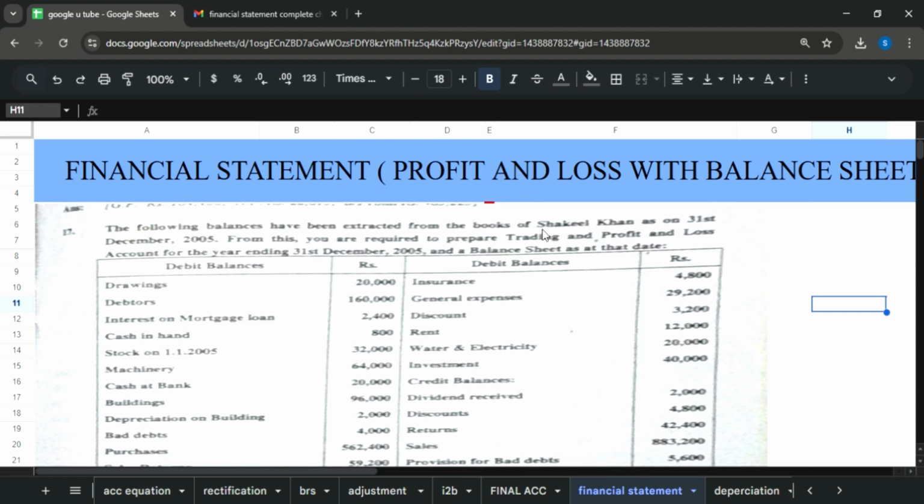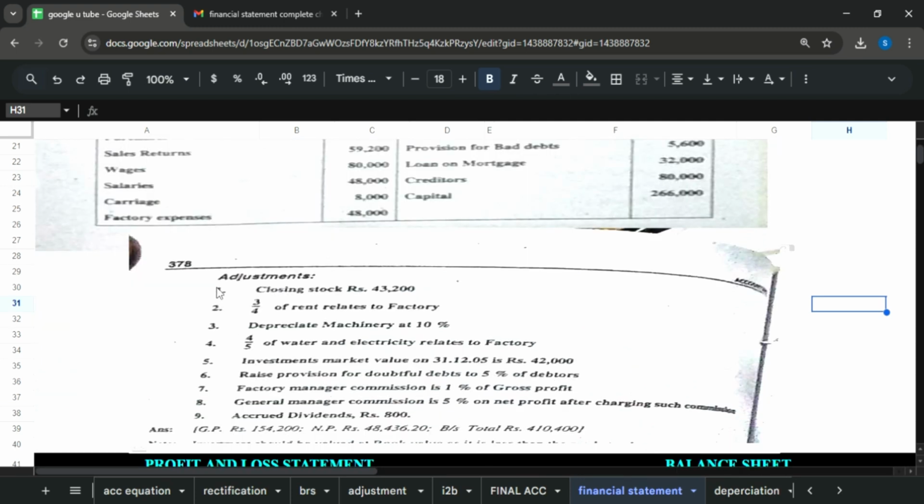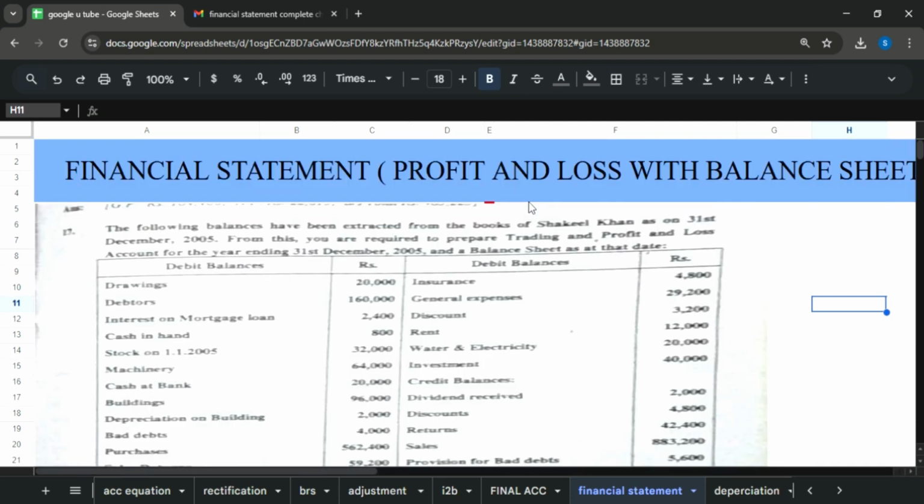As usual, we have elements present in trial balance. Why am I calling it a trial balance? You can see that debit balance is present on the left side. On the right side, you can see this heading, credit balance. So credit balance is present separately. Although totals of both sides are not given, since debit and credit are given separately, we can call it a sort of trial balance.